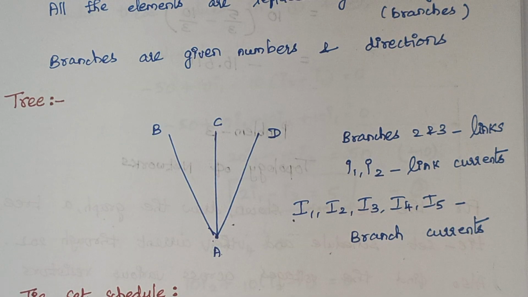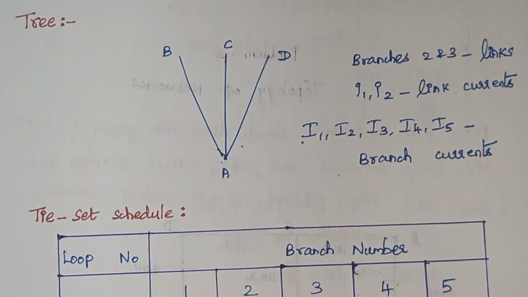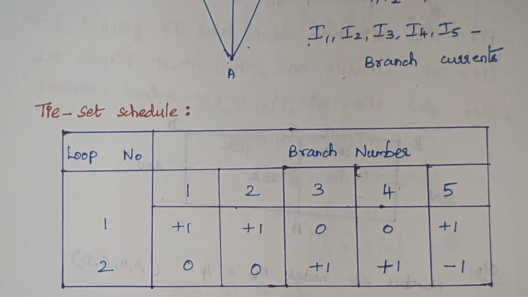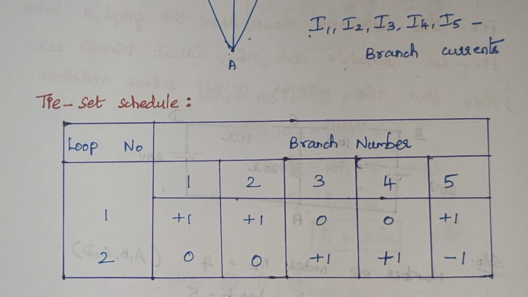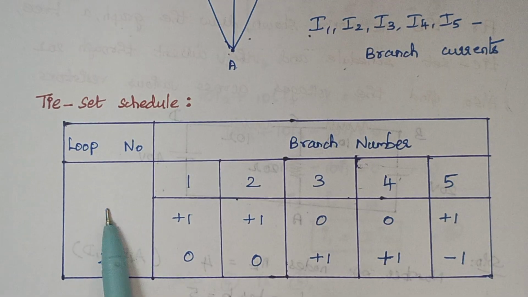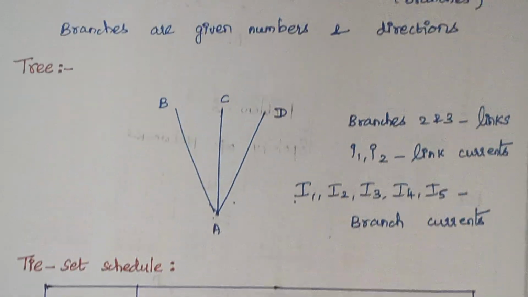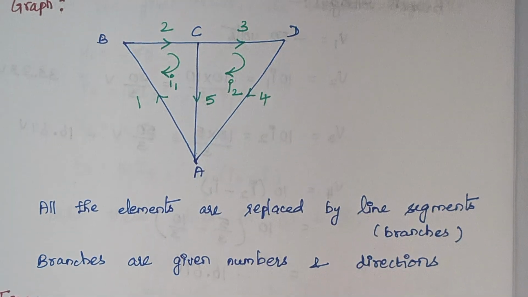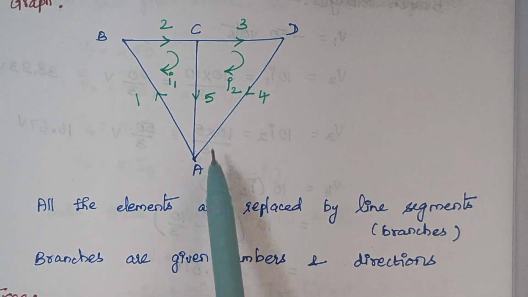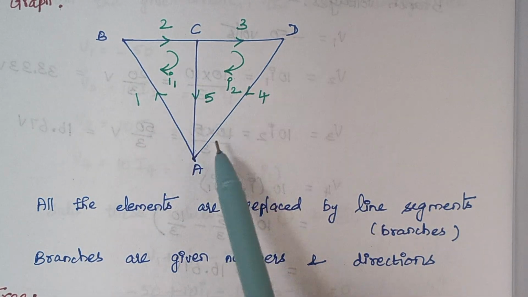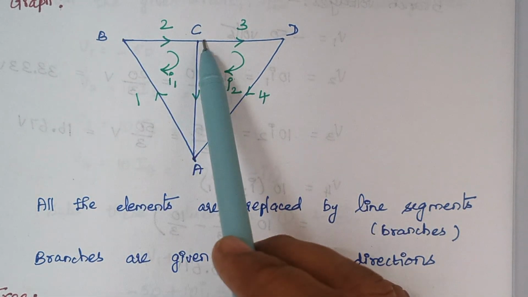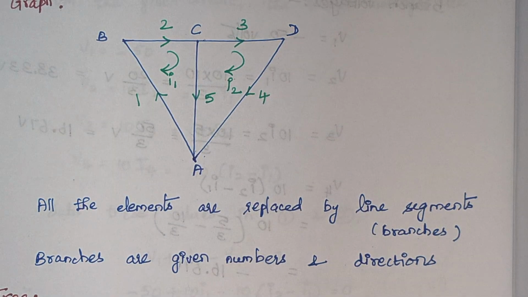Now we are going to frame the tie-set schedule. So how many loops do we have? We have 2 loops and totally we have 5 branches. So just make a tabulation like this. Now we are going to write down the values. First consider your loop 1. You see what branches do we have in loop 1? This is our loop 1 because the respective current is I1. So here we have AB, BC and AC.